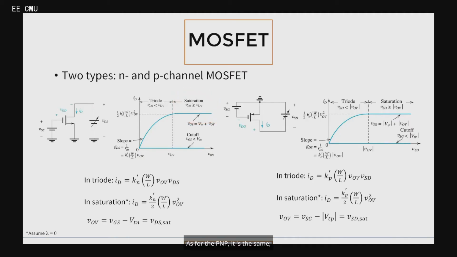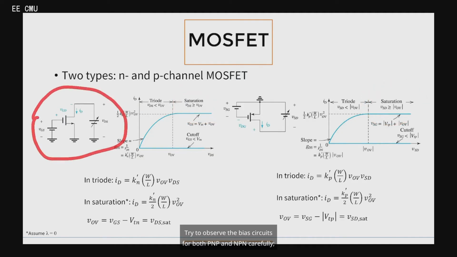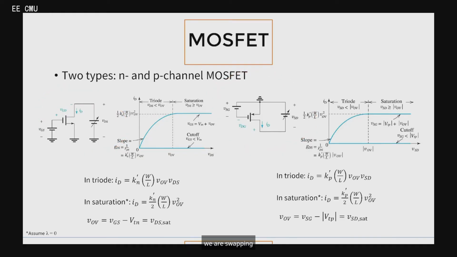As for the PMOS, it's the same. It also needs to be in the saturation region only. Try to observe the bias circuits for both PNP and NPN carefully. We are swapping the terminals, right?